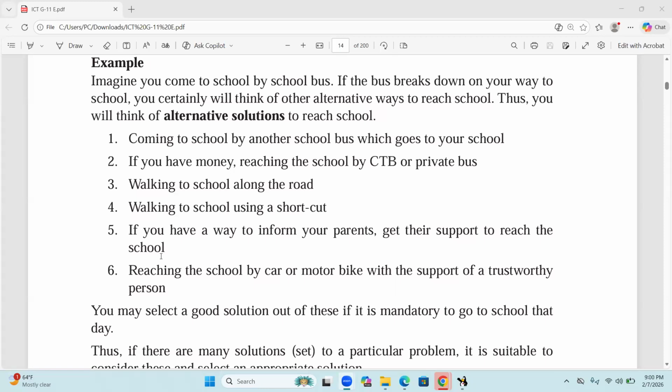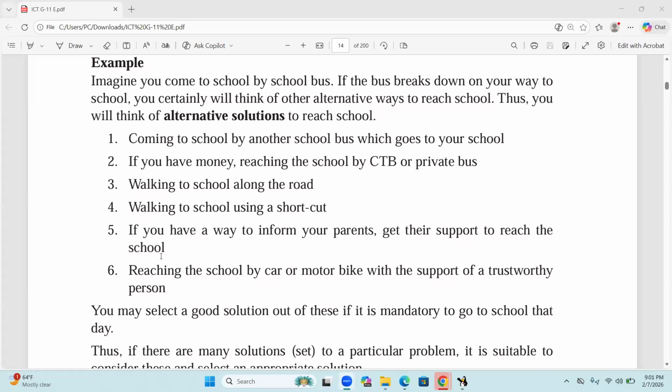Third one, walking to school along the road. If it is near, then you can walk. Then walking to school using a shortcut way. If you have a way to inform your parents, then get their support to reach the school. Then the last one, reaching the school by car or motorbike with the support of a trustworthy person. So these are alternative solution methods for that problem.